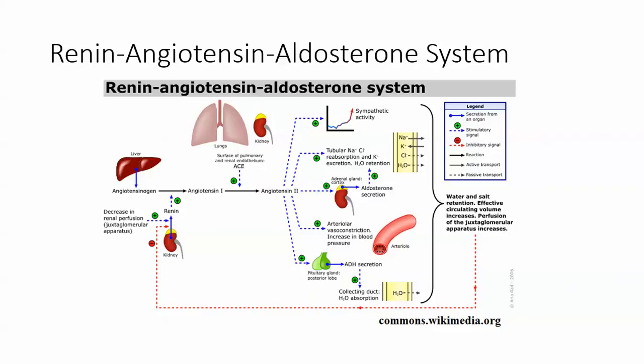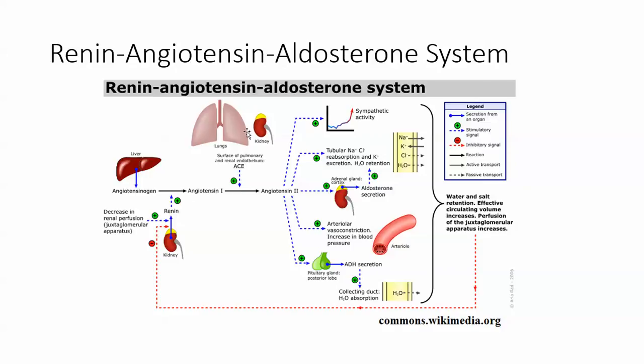There we go. The renin, angiotensin, aldosterone system. So the renin is produced in the kidneys, angiotensin is produced in the lungs, and the aldosterone is produced in the adrenal cortex. So the angiotensinogen is converted to angiotensin 1 through the action of renin.